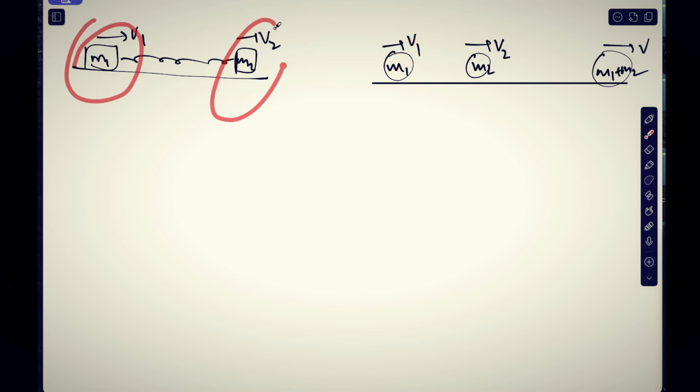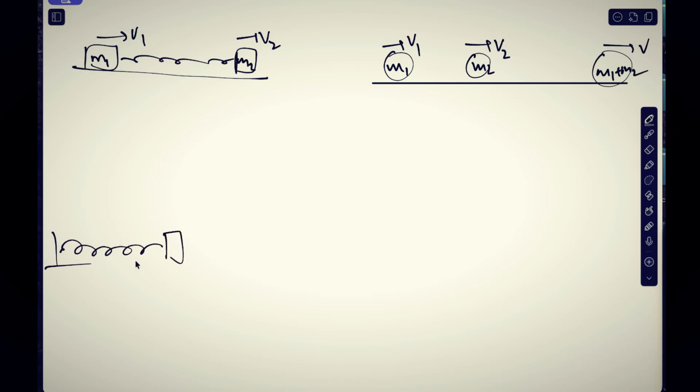This will have certain momentum, this will have certain momentum. The entire system will get a net momentum. If the net momentum is in this direction, that momentum will remain as it is forever because the ground is smooth. Now the question they ask is, what is the maximum compression? At some point of time the compression becomes maximum, then is released, then maximum, then released, and they are moving forward also.